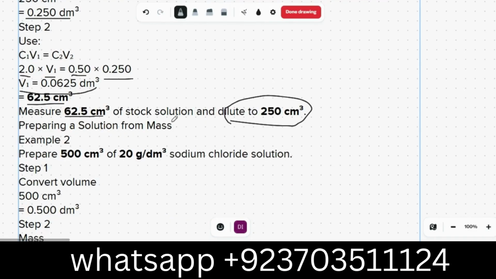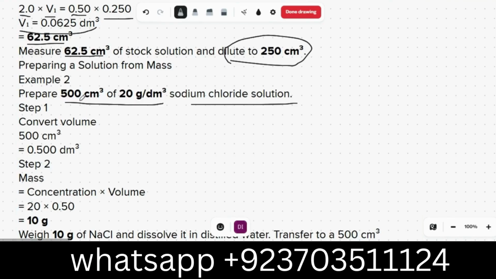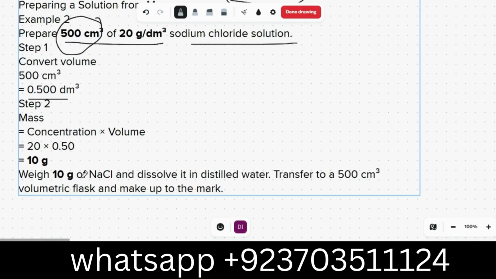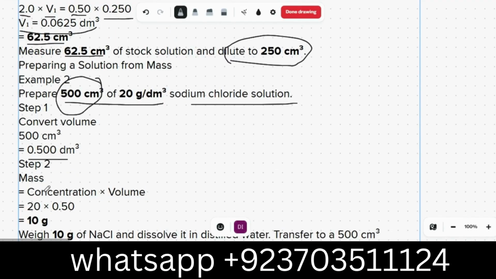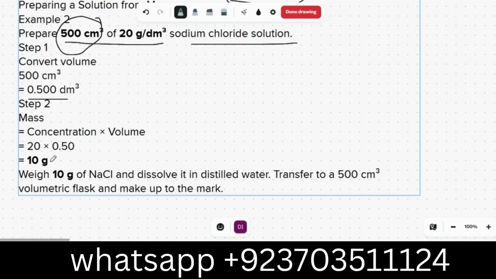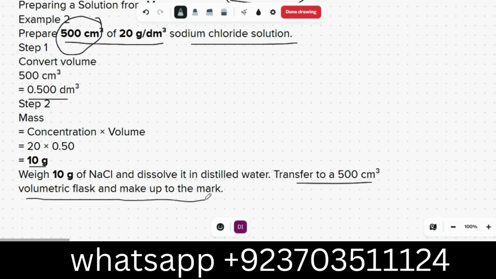Preparing a solution from mass. Example 2: 500 cm³ of 20 g/dm³ NaCl solution. First, we will convert the volume into dm³, so that is 0.5. Mass is equal to concentration into volume. So 20 into 0.5 will give us 10 grams. So weigh 10 grams of NaCl and dissolve it in distilled water. Transfer to a 500 cm³ volumetric flask and make up to the mark. That's all about it.